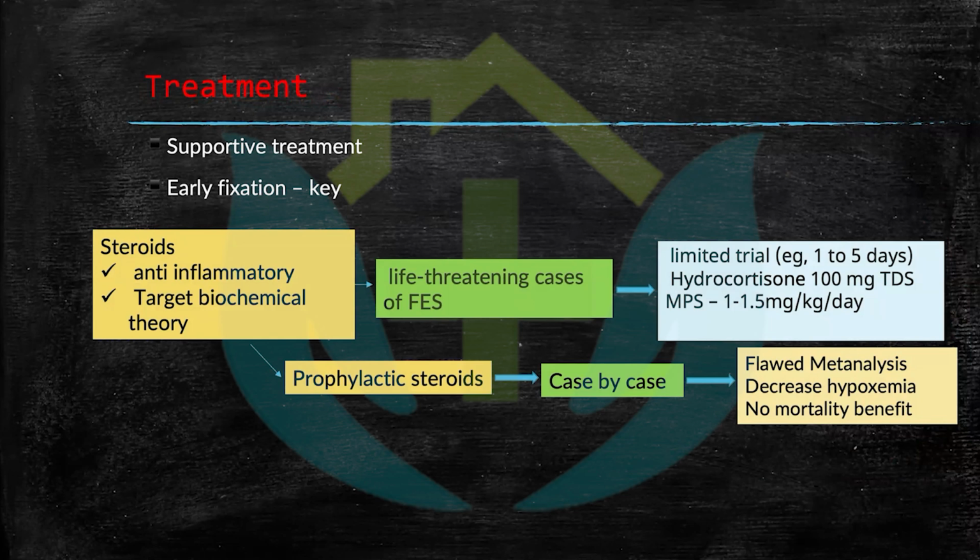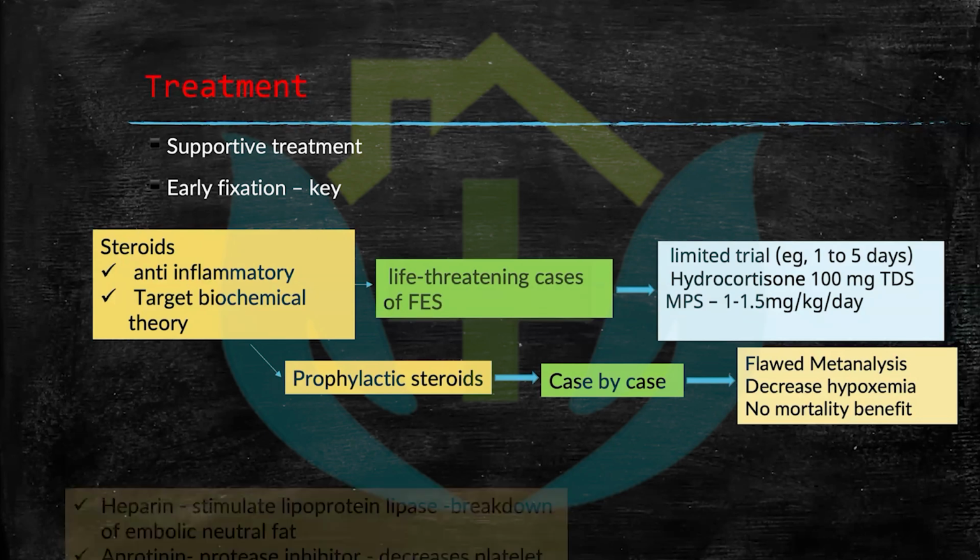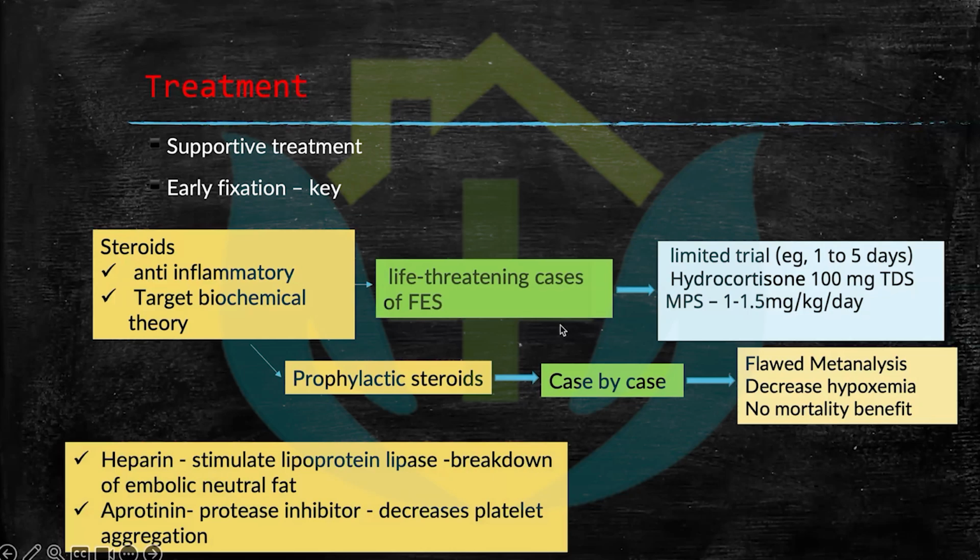So you anticoagulate and just give them supportive care. They generally come out of this syndrome within 2 to 3 days after they are diagnosed. Other than that, there are multiple experimental therapies that have been tried, like steroids, anti-inflammatory agents, statins, even heparin, and aprotinin has also been tried, but these all have no evidence to use.